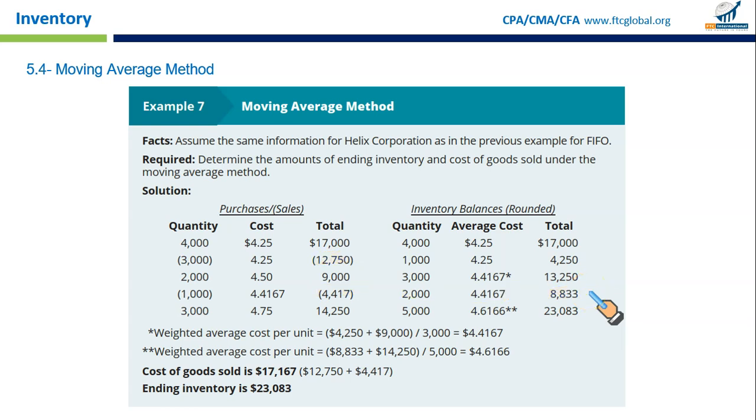You purchase 3,000 units more at this rate. Total value of these 3,000 units is 14,250. To this add the balance 8,833, which was available before this purchase. Now the total amount of these two added and divided by the units 2 plus 3, 5,000. So this gives you the new figure. This rate is used to value your inventory, and this is the rate to be used when you sell any additional units after that. So what we have, this plus this plus this, these two is your CGS, and this is the figure for your closing stock under moving average method.